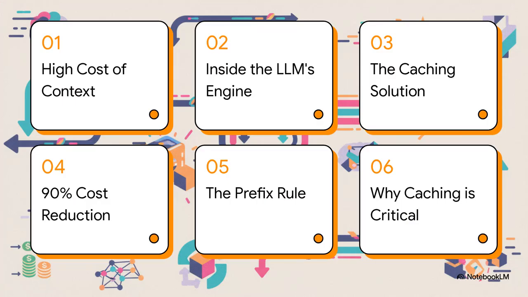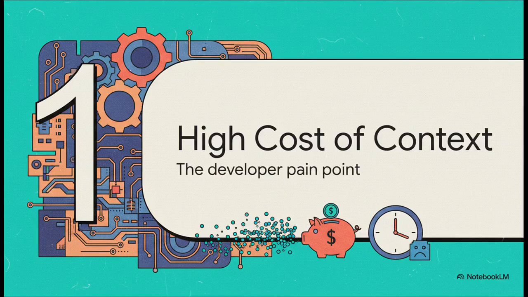All right, here's the plan. We're going to start with a problem every single developer knows all too well. Then we'll peek under the hood of an LLM to see what's actually going on. After that, we'll see how caching is the answer and the huge benefits it brings. And stick around, because we're going to cover the one single rule you absolutely have to follow to make any of this work. All right, first up, the high cost of context.